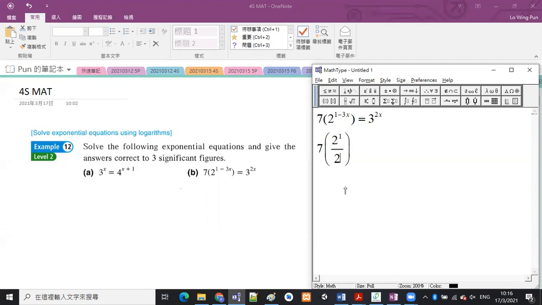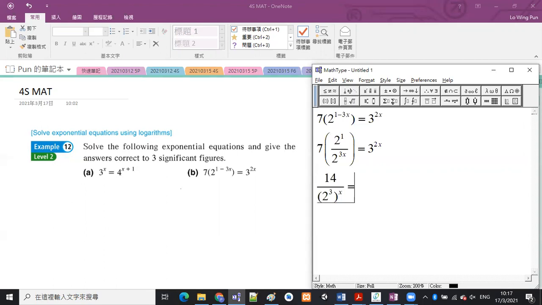2 to the power 1 over 2 to the power 3x, and then 3 to the power 2x no change, and 7 and 2 can be multiplied together becomes 14, right? 14, and then over 2 to the power 3x. I will write this 2 to the power 3x to be 2 to the power 3 and then to the power x.